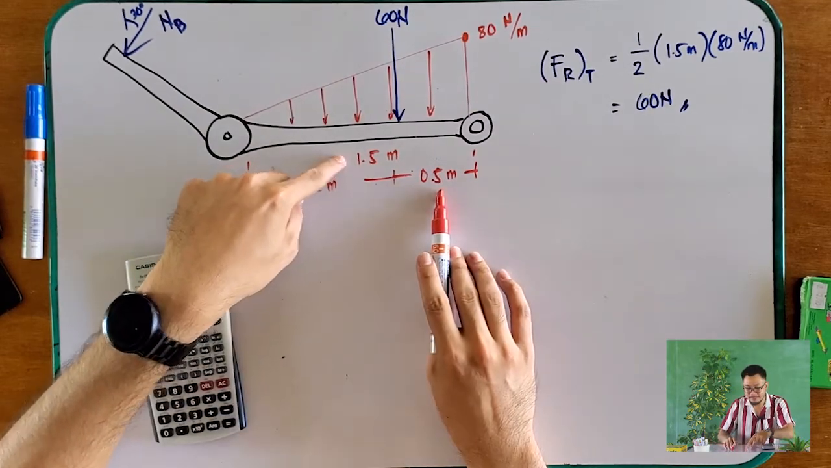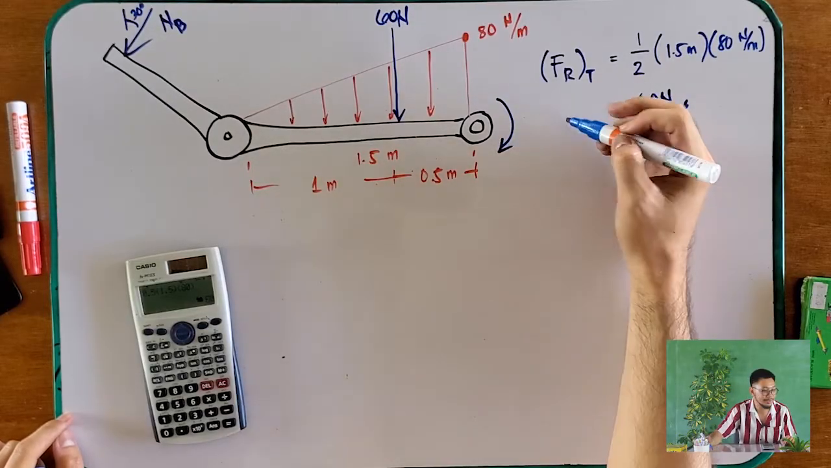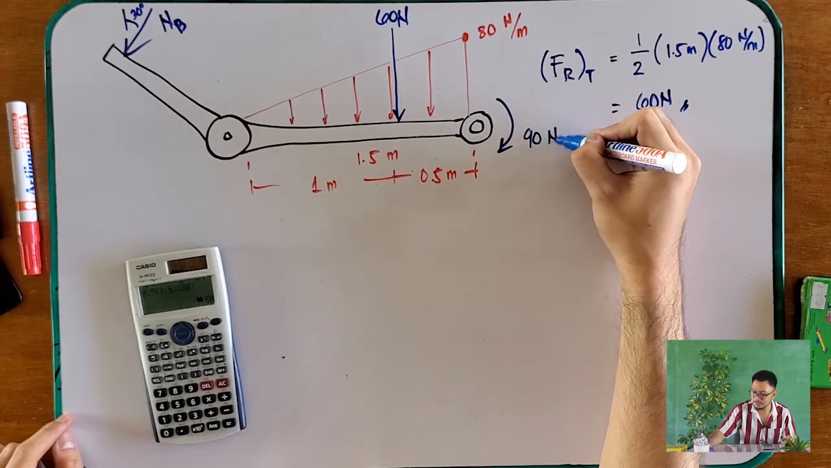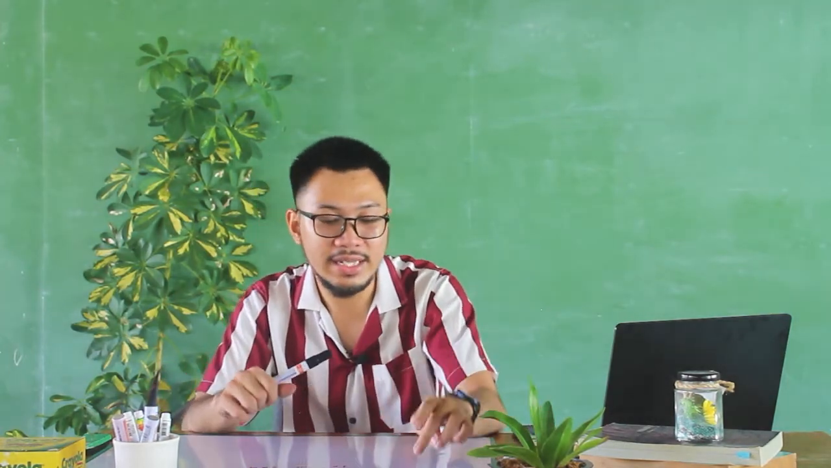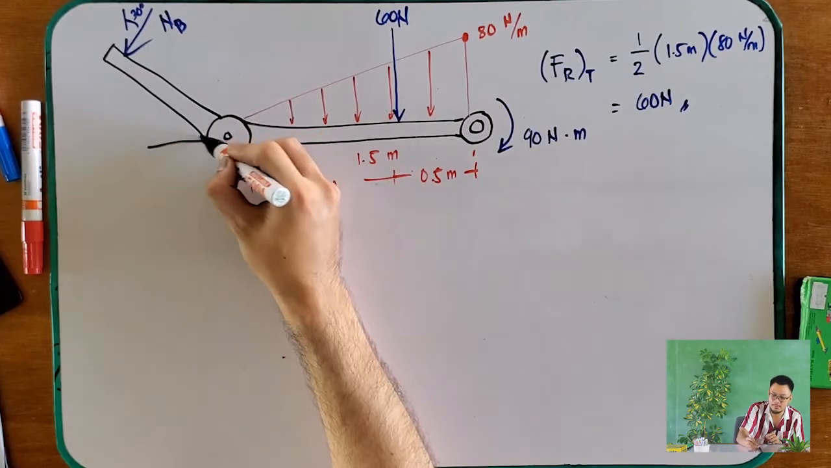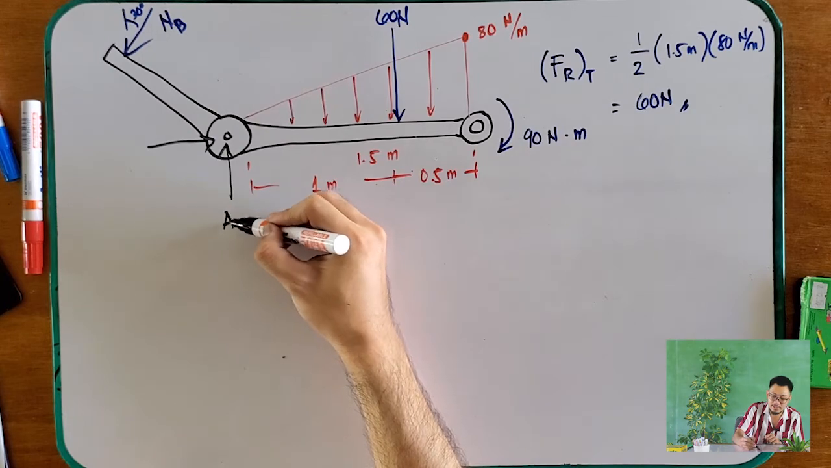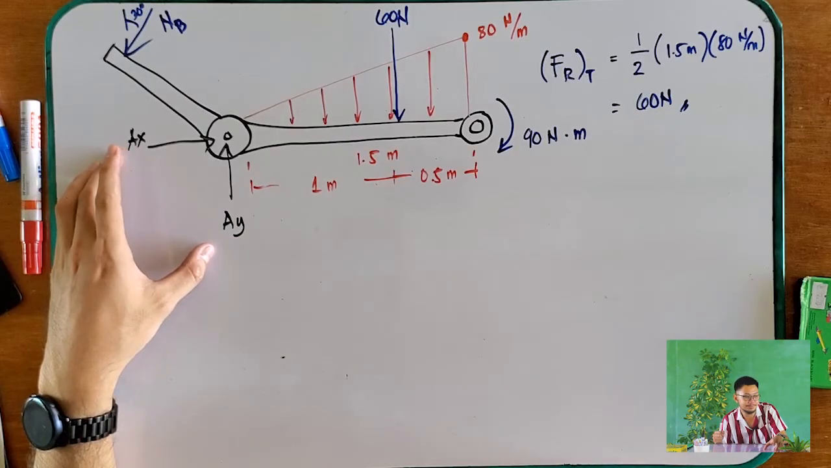1/3 of 1.5 and 2/3 of 1.5. Okay? And take note, maybe this is a new concept for you, we have a moment here of 90 Newton meter. Is a moment applied only in that part? Okay. And we have here a pin support, and we know that our pin support supports both x and y components. This is your AY and your AX. Okay, and the goal of the problem is to solve for AX and AY and NB.